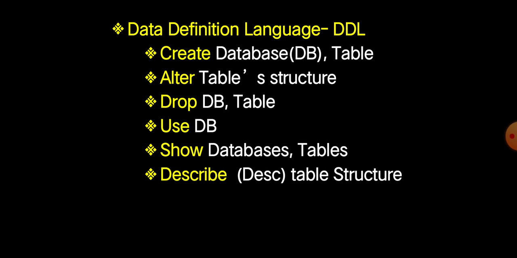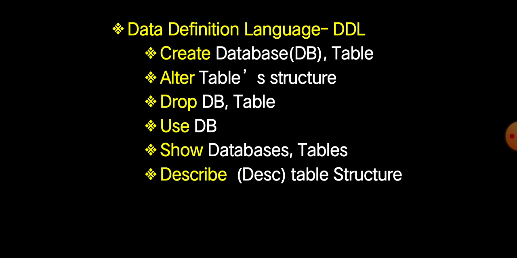The second one, we can alter table structure by altering the columns. Like we can add a column, delete a column, change the column name, or change the column's properties like size, data type, and constraint. Then drop a database or table. Drop means removing an entire database or an entire table from the database management system.